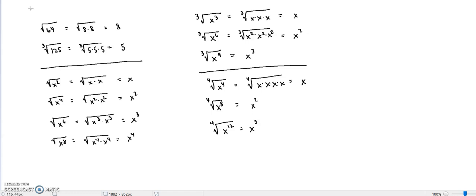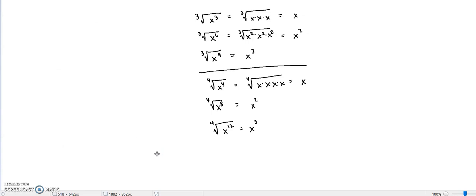All right, so let's put this together with what we did before. Actually, before we do that, let's talk about what happens if it doesn't divide in evenly. So for all of these, we were able to divide it out. What if we had the square root of x to the 7th? So we said before you would take half of the exponent, but we can't do that here because we would end up with a fraction.